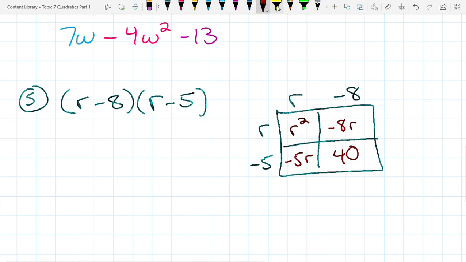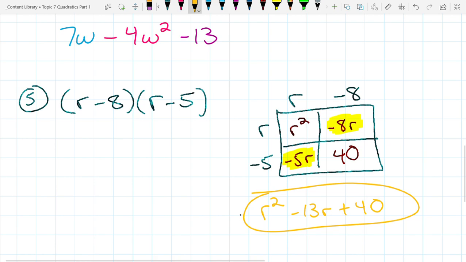Now you want to combine like terms. So you have a -8r and a -5r, which is going to give you a -13r. Then you have your r squared from the beginning and your +40 at the very end. So that would be your final answer. R squared minus 13r plus 40.